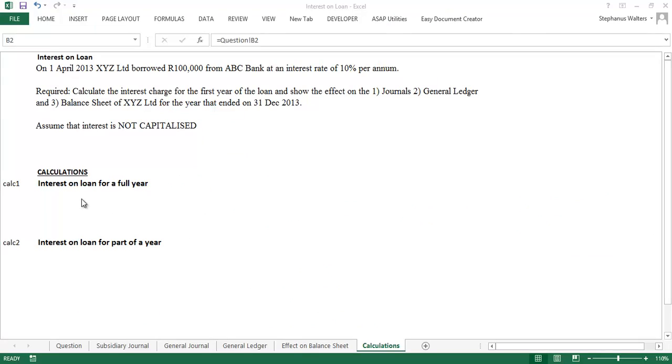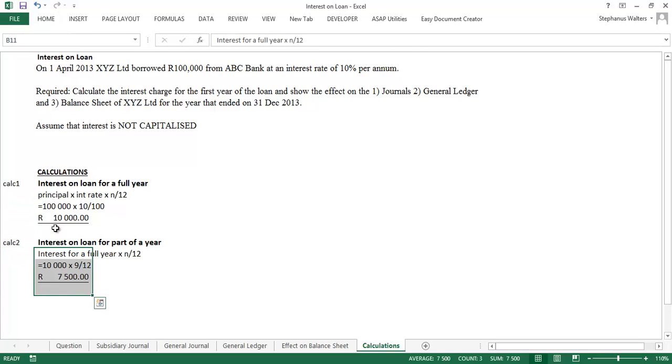So the interest on the loan for the full year thus comes to 10,000 Rand, and if we had to calculate for the 9 months that we had this loan, we got our final answer of 7,500. So now let's quickly go and do the journals.